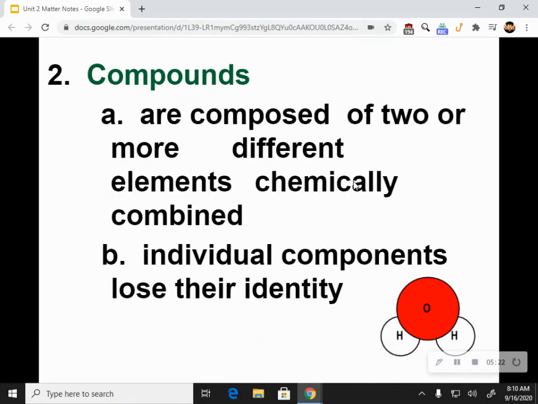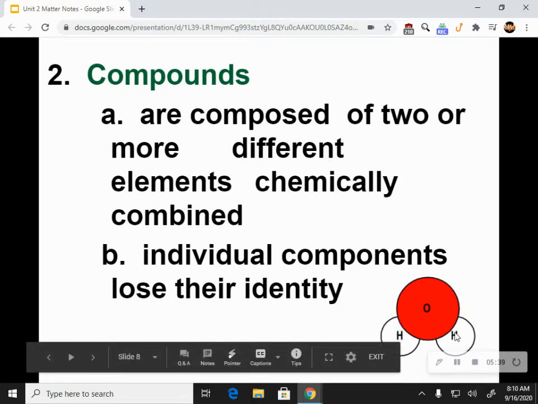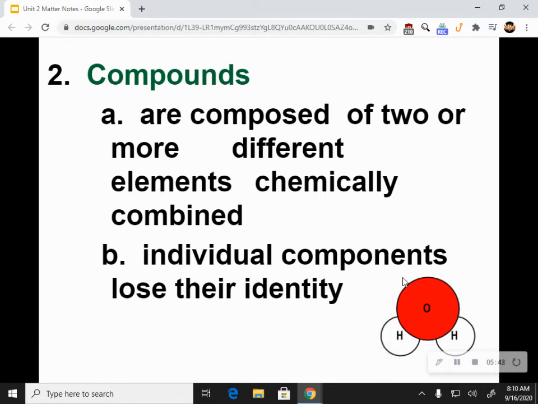So compounds are a new substance. You take elements and you combine them chemically, and now we have compounds. Compounds consist of molecules, so it's more than one element put together. In your example, you have H, H, and O. We know this as H2O, or water. That is our chemical compound for water.